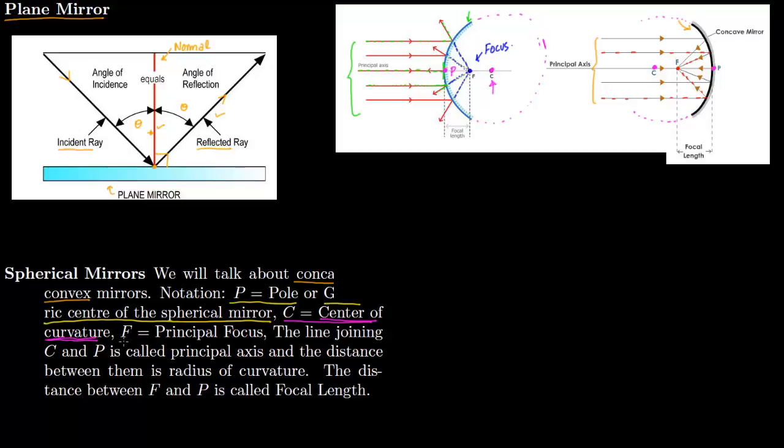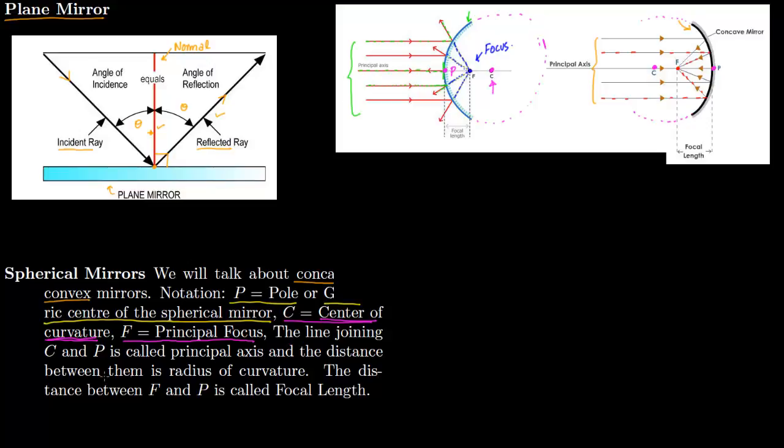Now we talk about principal focus. So principal focus we have already shown before, this point F. On a convex mirror, it seems that the rays are diverging from F. In a concave mirror, it seems that the rays are converging to F.